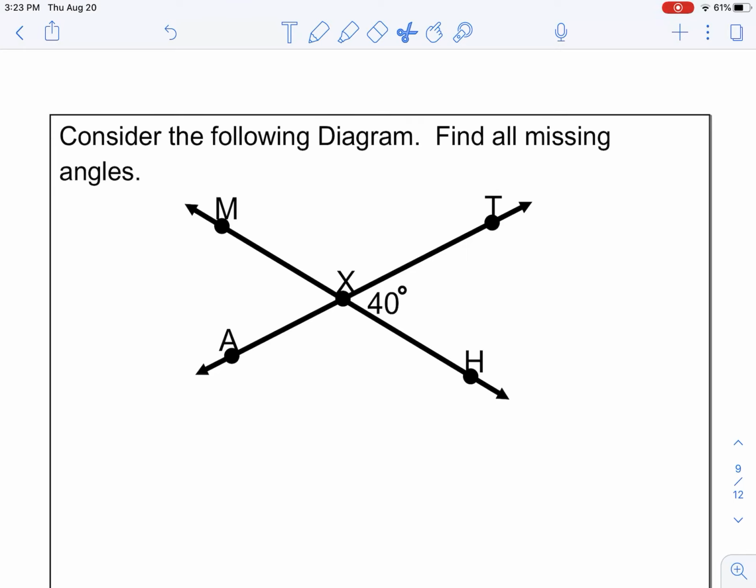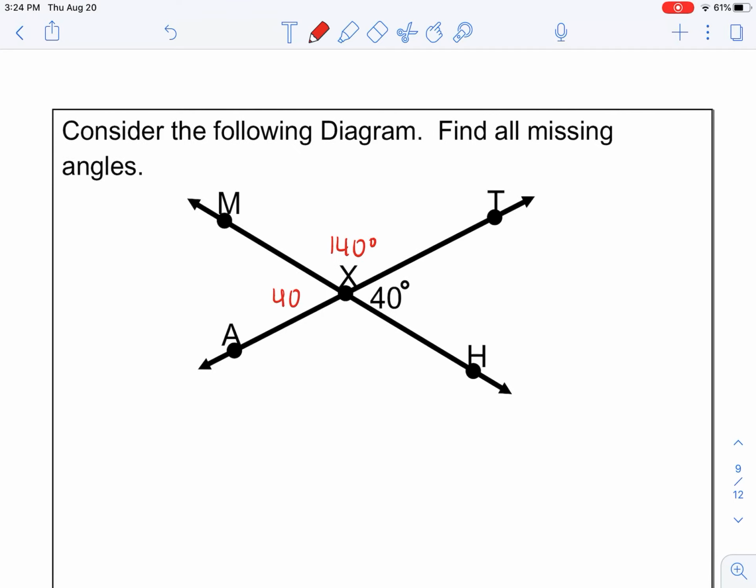So what I'm going to do instead is I'm going to tell you what you would have gotten if you measured them. I know it's not as great. I wish it was the other way around. This one, you would get that this is 140 degrees.